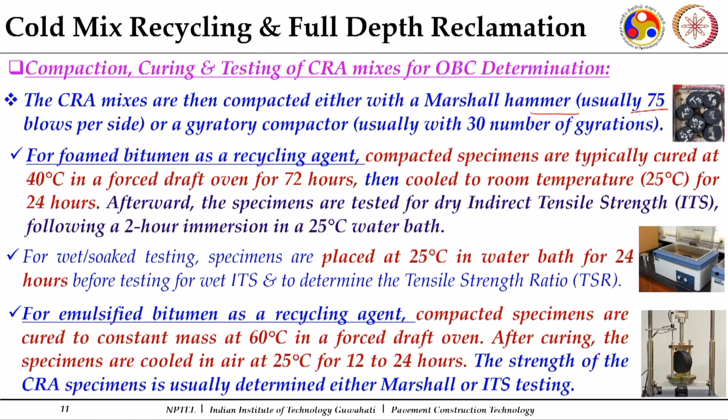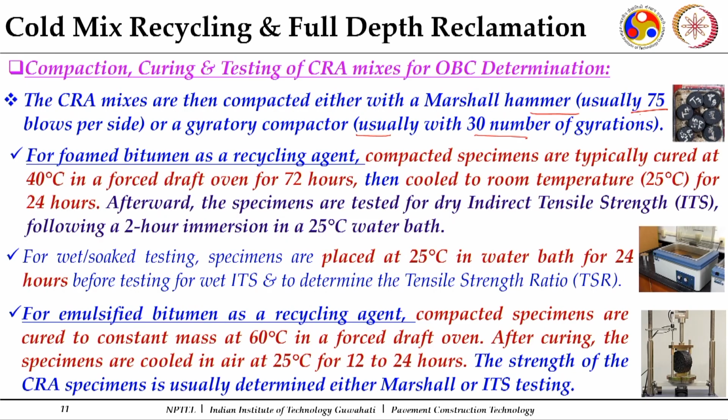As we go with the Marshall method of mix design, they can be compacted by giving 75 blows on both sides. If a gyratory compactor is available, 30 gyrations are usually used for compacting these specimens.